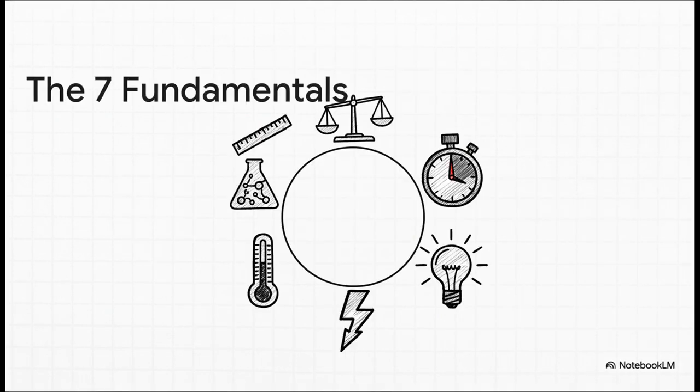All right, here they are, the alphabet of the universe. You've got length, which tells us about space, mass, which tells us about matter, and time, which is all about change. Then we've got electric current for the flow of charge, temperature, which measures heat energy, the amount of a substance, which is super important for chemistry, and finally, luminous intensity, which is all about the brightness of light. That's the whole list. These 7 are the only letters physicists need to write the entire story of the cosmos.